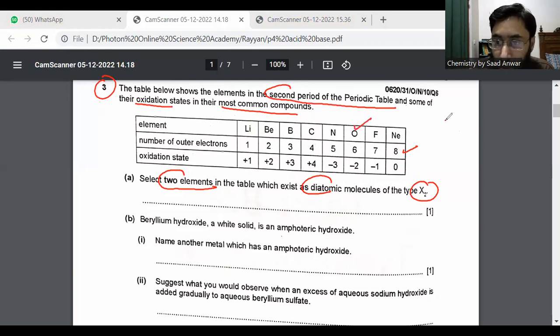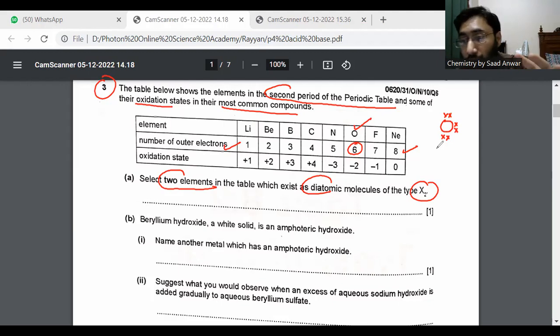This is oxygen. The atomic number of oxygen is 8 and the number of outer electrons in oxygen is 6. So 1, 2, 3, 1, 2, 3, 4, 5, 6. So oxygen has 6 electrons in its outermost shell. Is this oxygen stable? Not at all. Oxygen is not stable because for stability criteria we know that an atom must have 8 electrons in its outermost shell.